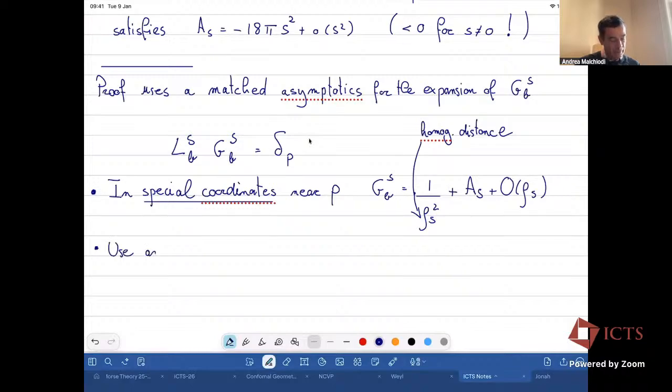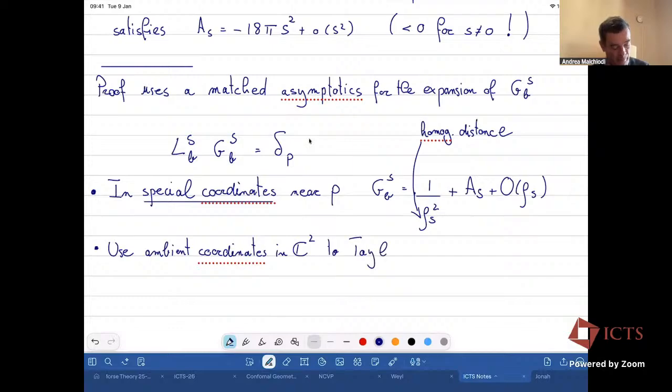ambient coordinates in C2 to Taylor expand in S GS, GBS in S. Okay, so the point is that if you use the ambient coordinates, then this can become explicit.